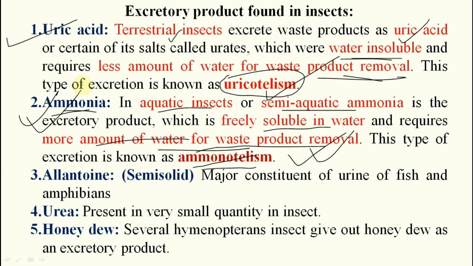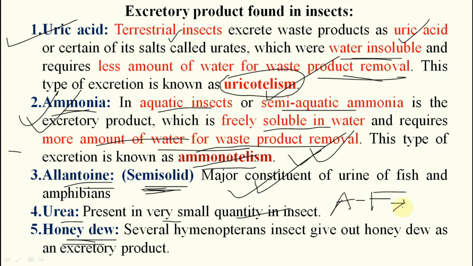Okay. Next one is which one? Allantoin. Okay, this is a semi-solid excretory product. Generally it is present in case of urine of fish and amphibians and in some aquatic insect. Then urea, present in very small quantity in insect. Honeydew, no need to tell, you know. Aphid will be there. Filter chamber will be there. Yes or no? Excessive sap will be there. They will be excreted out through cornicles, and that is your honeydew attracting ants. Clear? Yes or no?